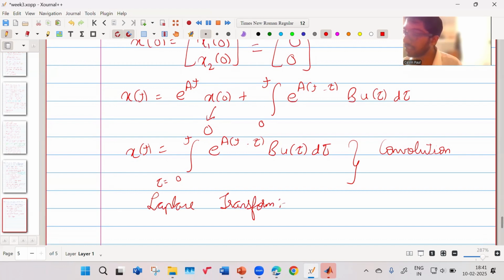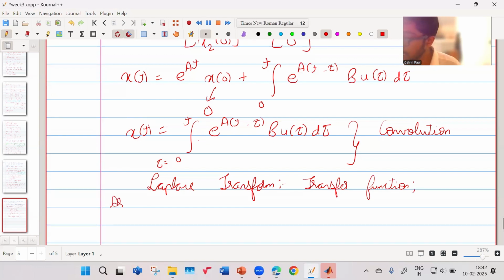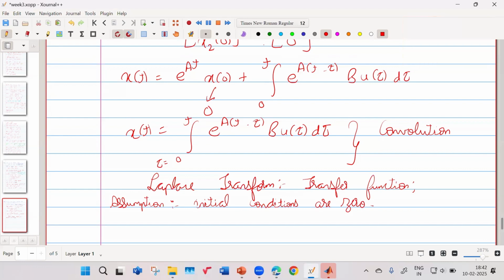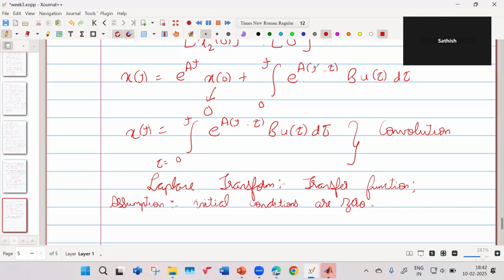And if you remember the definition of transfer function, when we consider a transfer function, we make an important assumption. The assumption is that the initial conditions are 0, and that is given to us. So what we have to do is find the Laplace transform and take the inverse Laplace transform. We will get our x of t.